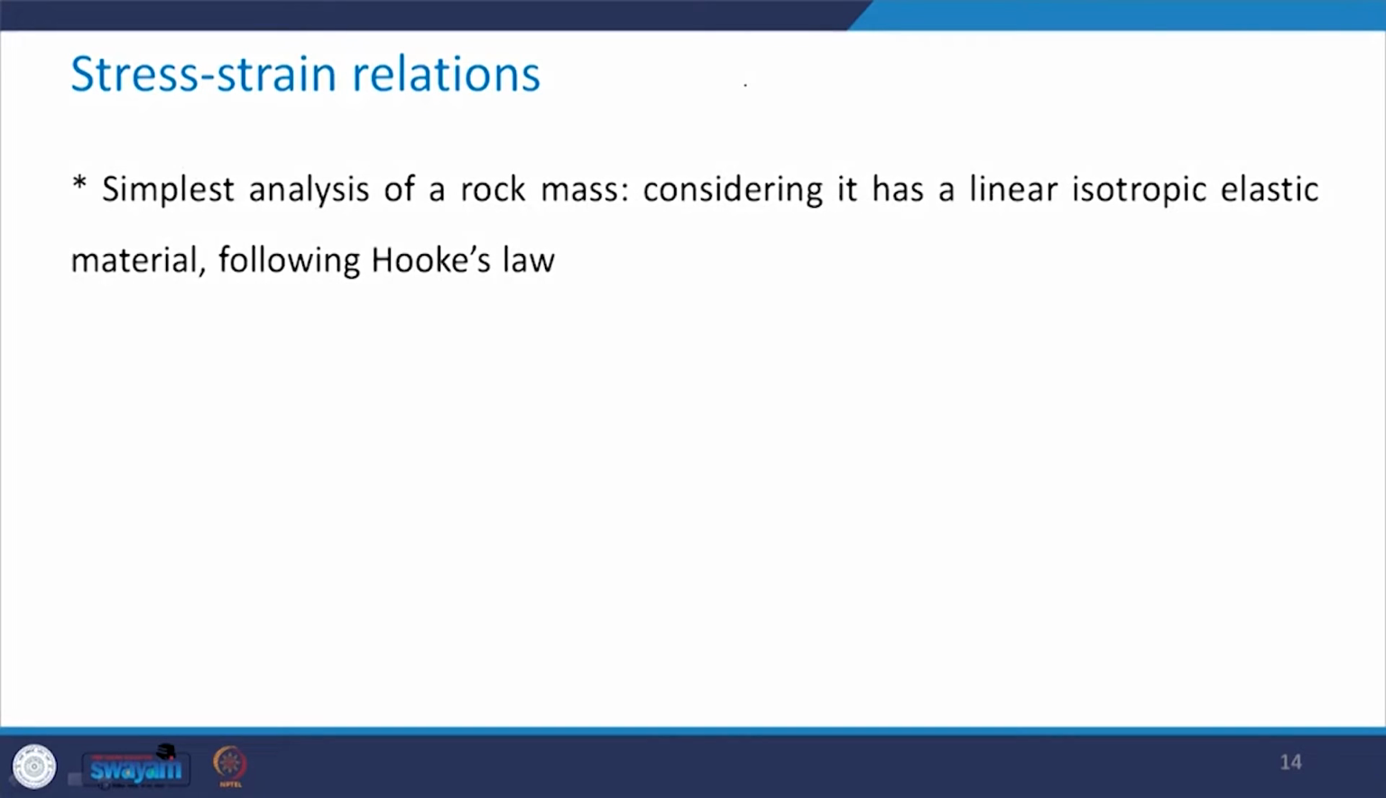So, the simplest analysis of a rock mass can be carried out considering it as a linear isotropic elastic material which is following the Hooke's law. So, how can we do that? So, you see that I write the strain components. So, the first one is epsilon x, which is equal to 1 upon E sigma x minus nu times sigma y plus sigma z.